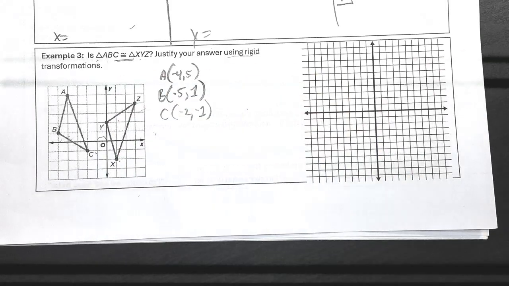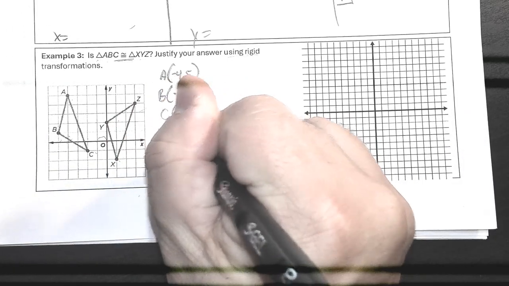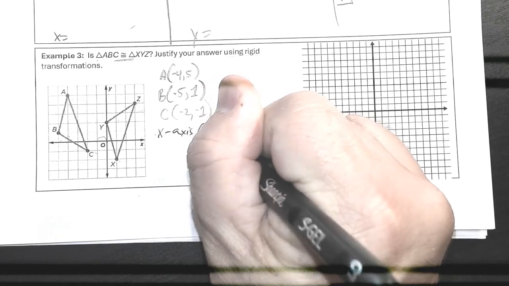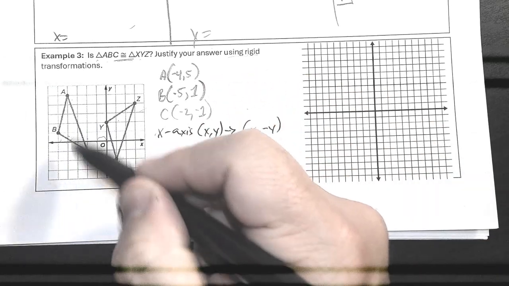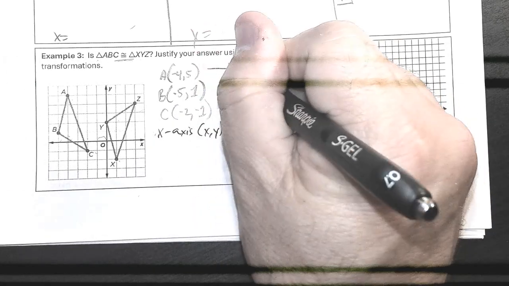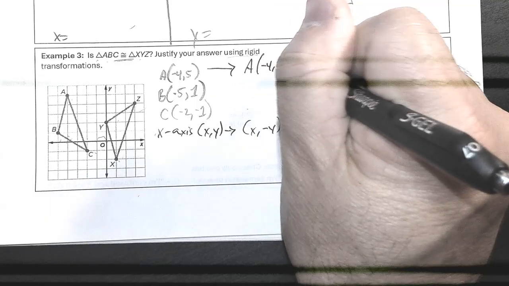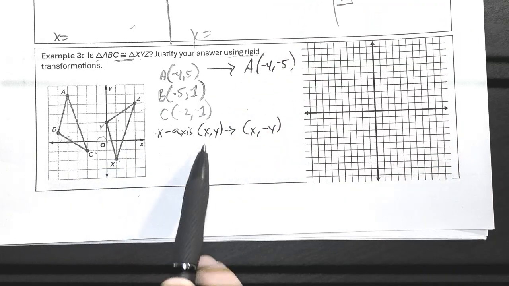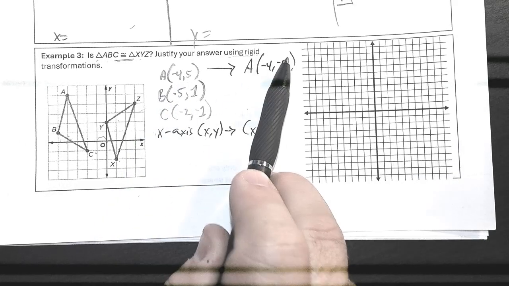Coordinate rules. Hold on, this pen doesn't work. Coordinate rules for reflecting in the x-axis, and that's x comma y. You keep the same x, but you take the negative y because you're flipping from the bottom to the top, or top to the bottom of the page. So using this rule up here, A is going to move to -4, -5, because -4 was x, x stayed the same. 5 was my y, y became negative, so we changed it.